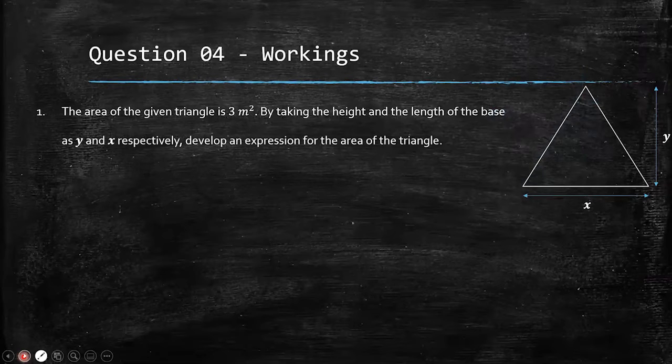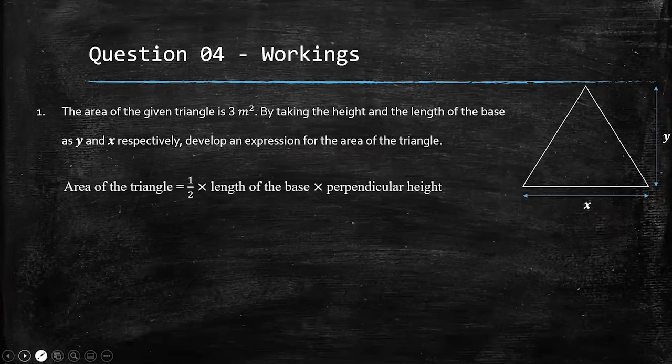So question 4, the first part states, the area of the given triangle is 3 meters squared. By taking the height and the length of the base as y and x respectively, develop an expression for the area of the triangle. Now we know the length of the base is x and the perpendicular height is y. So you know area of a triangle is equal to half into length of the base into the perpendicular height. So you know area is given as 3 meters squared and half comes as it is. Length of the base is x and the perpendicular height is y.